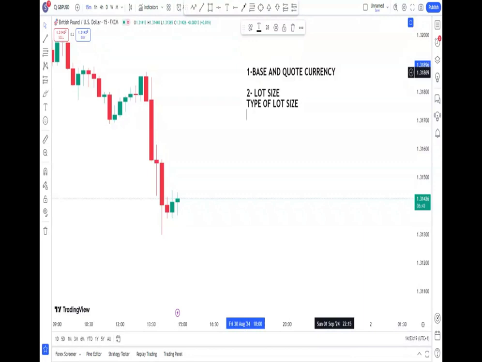One, we have the standard lot size. Or let me say A, standard.